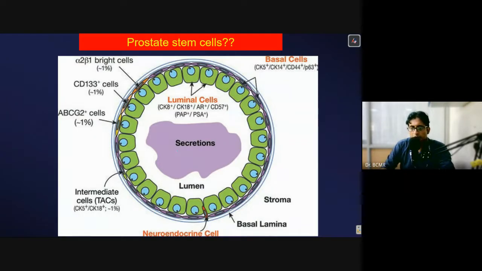Okay, we know about the prostate gland, and we are discussing prostate cancer, and how we can isolate or find out prostate cancer stem cells. The question to start with, in general normal tissue, is which of these cells are the stem cells? We have discussed four different cells: basal cells, luminal cells, and neuroendocrine cells. Where are the prostate stem cells? That is what we want to know.